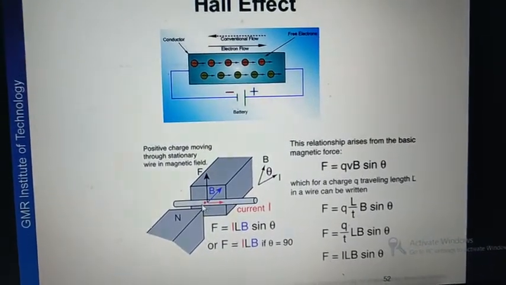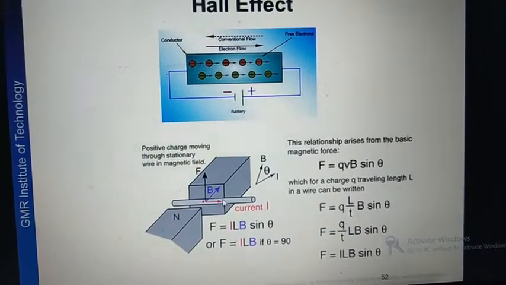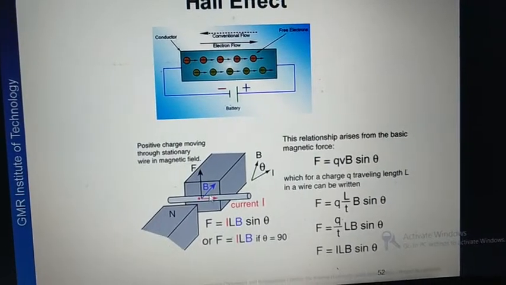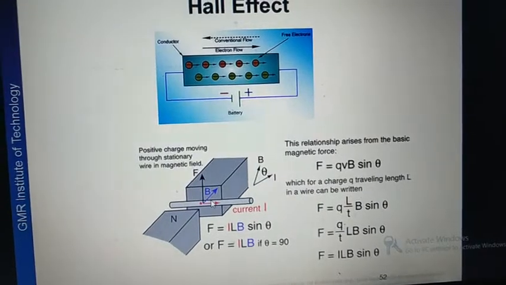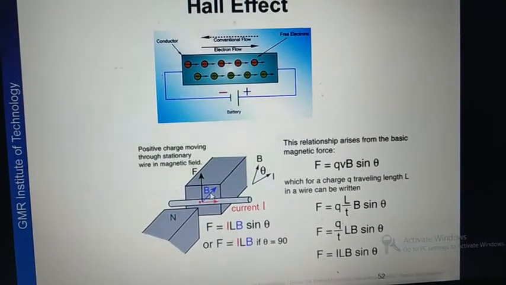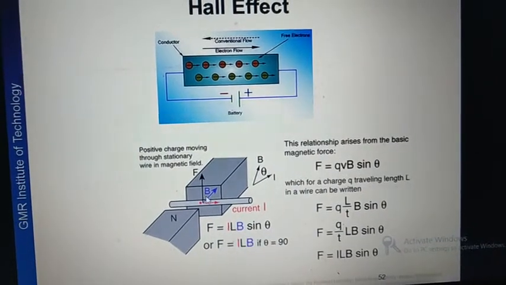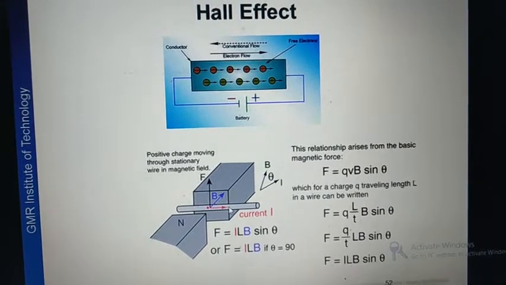Here in this case, this is my magnetic field vector and the charges are moving in this direction. So what is the angle? The theta is representing the angle between the velocity vector and the magnetic field vector. The angle between velocity vector and magnetic field vector is 90 degrees. So F is equal to QVB in this case, because I applied the magnetic field exactly perpendicular to the moving charges.